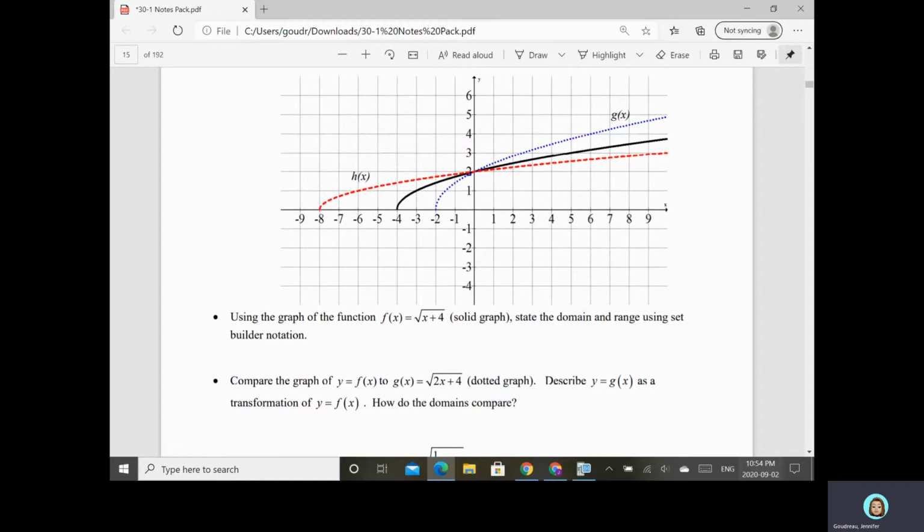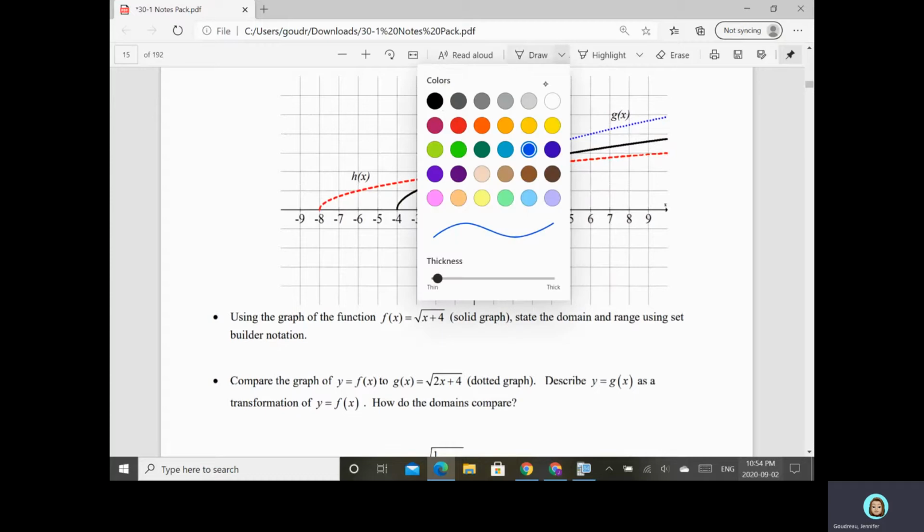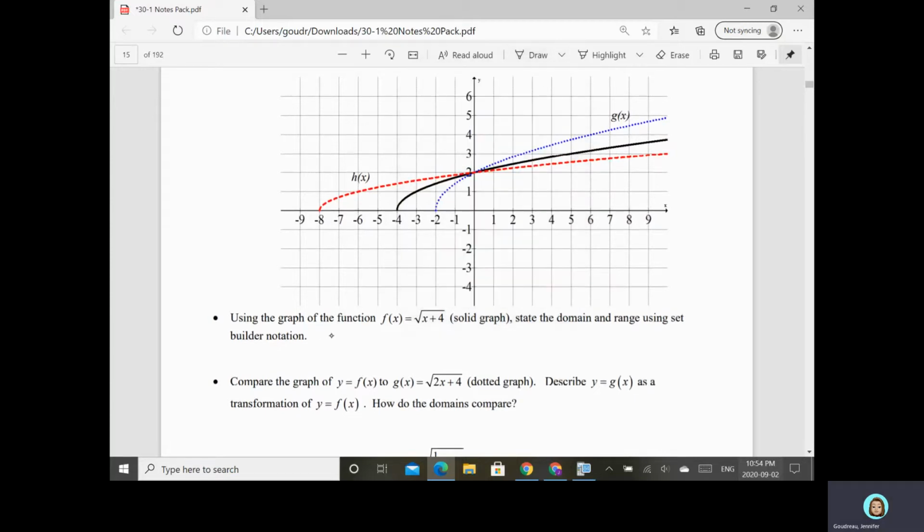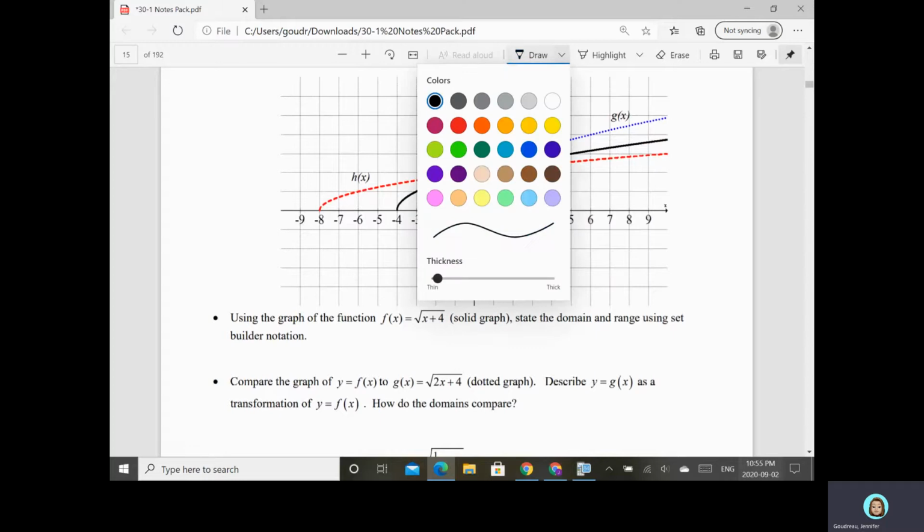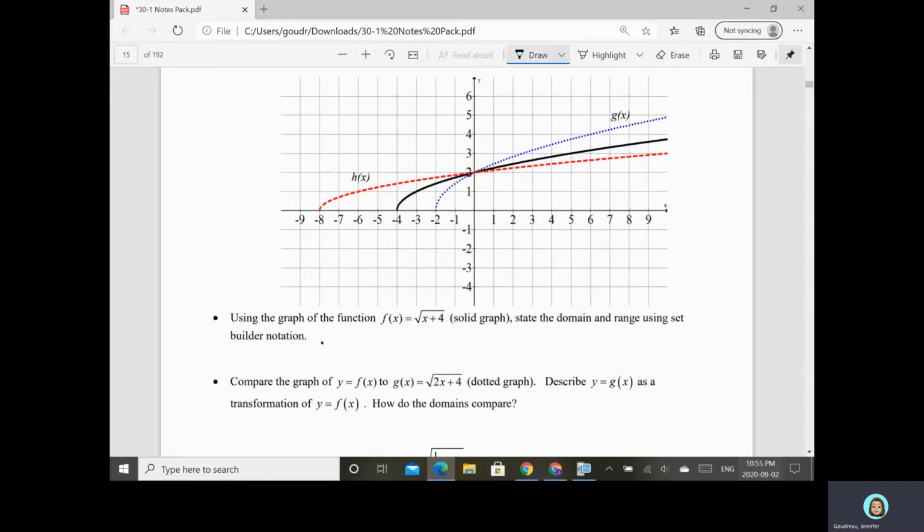Let's start with our basic function f at x, which again is this black graph in the middle. The equation of f at x is root x plus 4. So there's our guy. We're going to transform him in a second. The first thing we want to do is state the domain and range in set builder notation. So we can notice that our lowest x value here is at -4. And then the graph extends out to positive infinity from there.